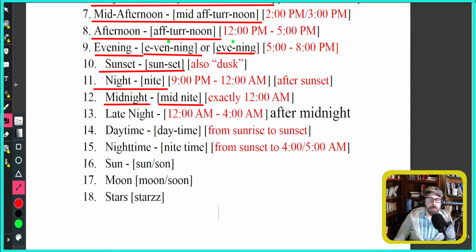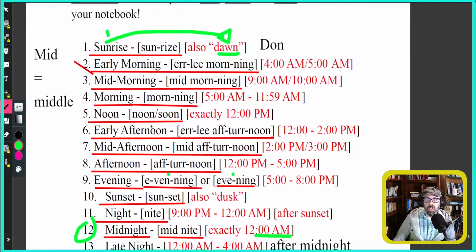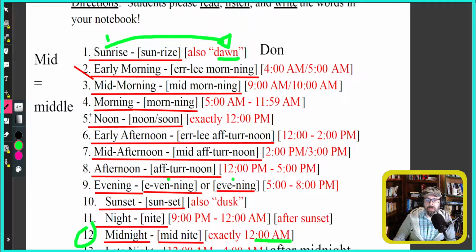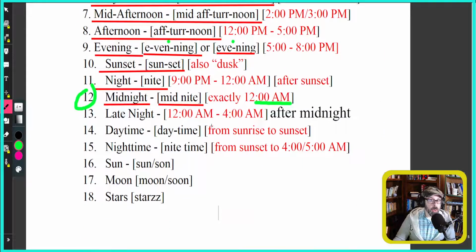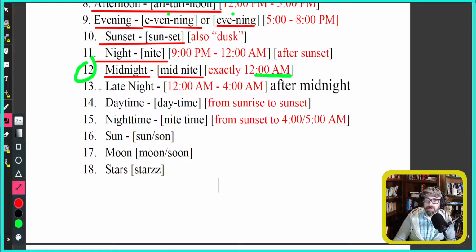Okay, so remember that we're looking at number 12 here. Midnight is 12 a.m. in the a.m., when it is dark. And then you have noon, which is 12 p.m., when it is daytime, okay? So noon and midnight, 12 o'clock exactly, okay? All right, number 12, midnight.